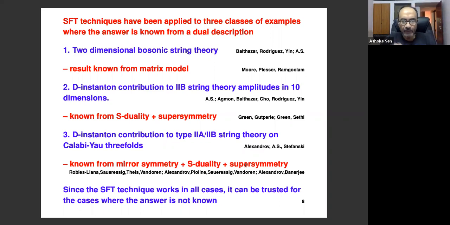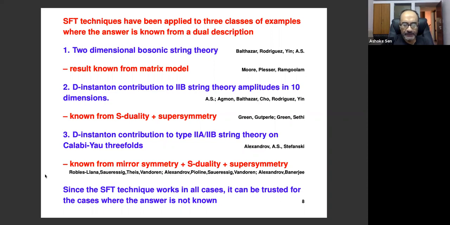And I should say that while these answers have been known for more than 20 years now, both the matrix model answer as well as the result for D-instanton in type IIB string theory in 10 dimensions were only finalized recently, meaning during the last few years, although it's work done by many people over many years.